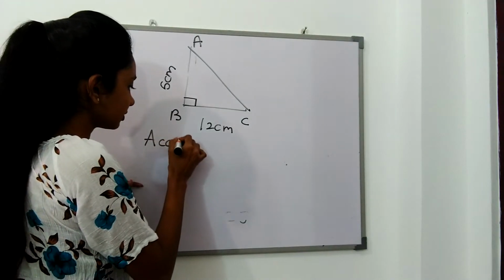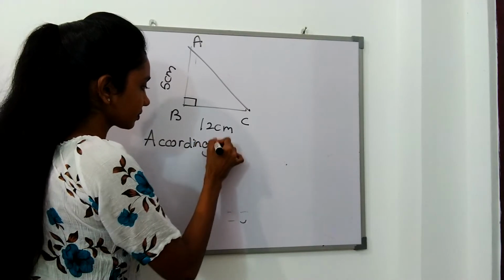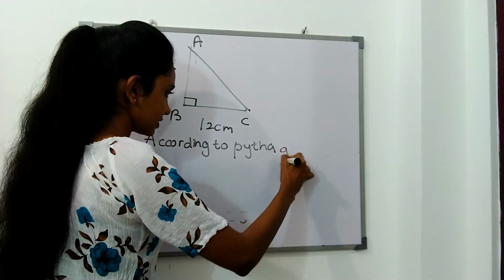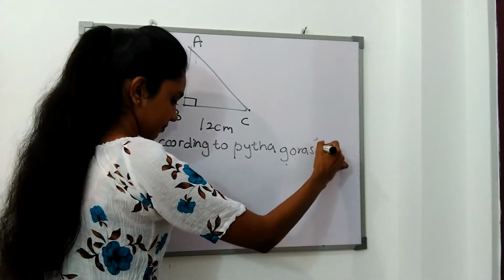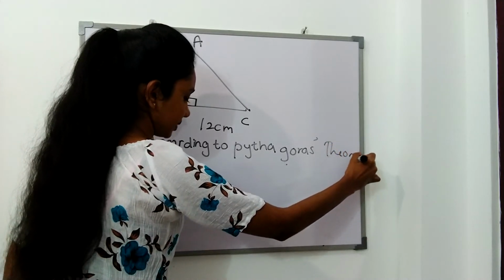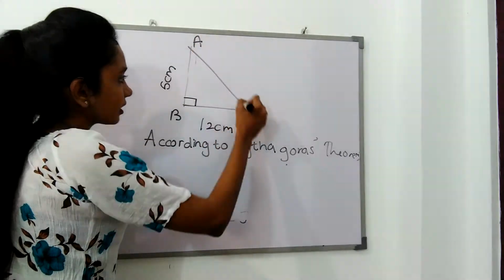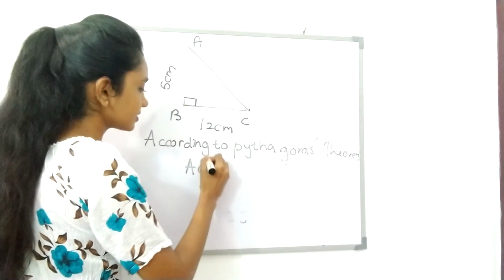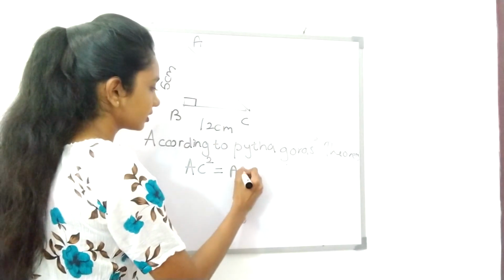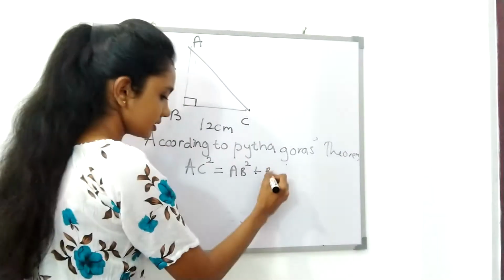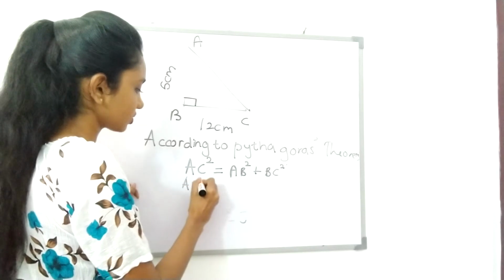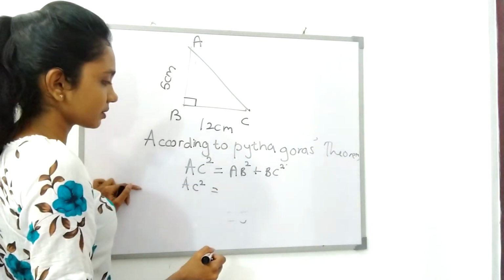So according to the Pythagoras theorem, or Pythagoras relation, the square of the hypotenuse, that means AC squared, is equal to AB squared plus BC squared. We have to find the length of AC, so we are writing AC squared like this. Now the values to substitute, right?